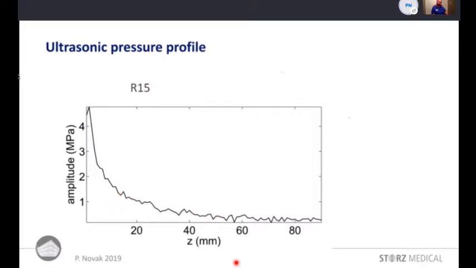So if we assume the same definition for the penetration depth as used for the definition of the focal area, that means 50% of the maximum, then we come to 50% of the maximum pressure. It results in a penetration depth of less than 10 millimeters. This is a steel transmitter, the R15, as we call it.